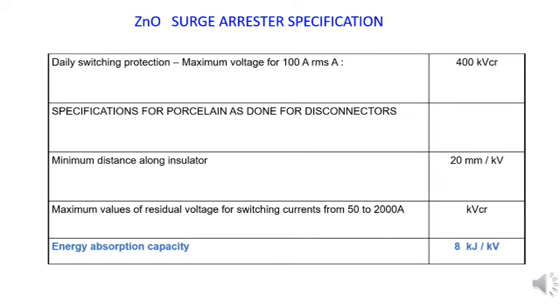Here we have some additional specifications, and one important one is the last line of this table, which is the energy absorption capacity. In this example here, 8 kilojoules per kilovolt. This factor is directly associated with the durability of the surge arrestor. The higher this number is, the easier it is for the surge arrestor to deal with the big amount of energy which will circulate through it during the moment of a discharge.